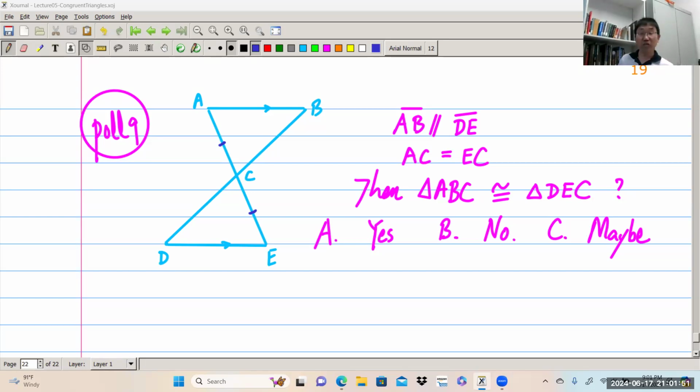So what's your answer? Yes or no? What congruence postulate? In this case it's AAS or ASA, either way. You see, first of all, this angle is congruent to that angle, because these two lines are parallel. So ASA. Or you can do this one congruent to that, then it's AAS, right? So the answer is yes. Okay, that's all for today's class.